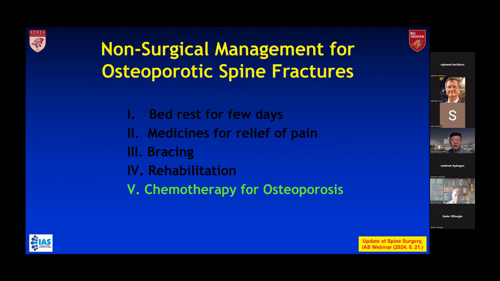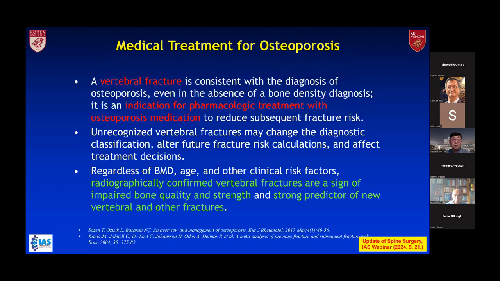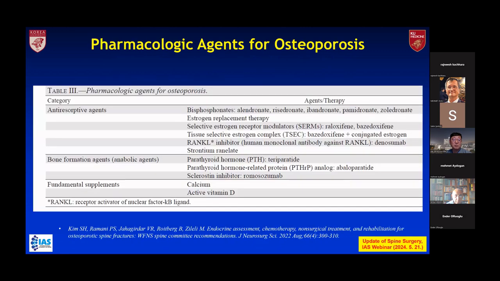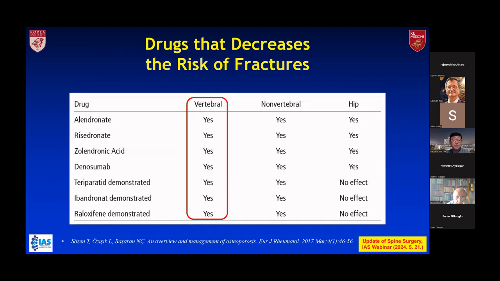Finally, regarding the medical treatment, I'm gonna briefly mention it. This table shows the three categories of pharmacologic agents for osteoporosis: anti-resorptive agents, anabolic agents, and calcium and vitamin D, which is the fundamental supplement in any case.